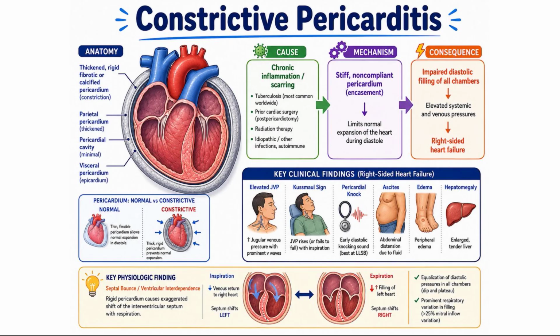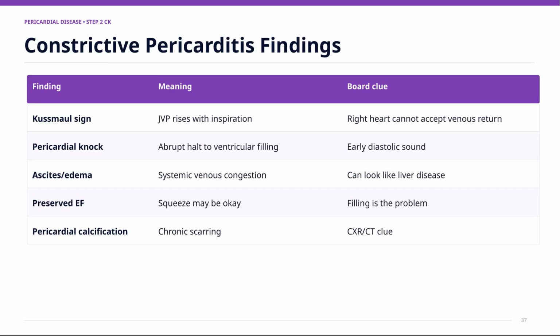Let's decode each finding. Kussmaul sign. JVP rises with inspiration because the right heart simply can't accept more venous return. Pericardial knock, an abrupt halt to ventricular filling, heard as an early diastolic sound. Ascites and edema, systemic venous congestion that, fair warning, can look exactly like liver disease. Preserved ejection fraction. The squeeze is fine. It's the filling that's the problem. And pericardial calcification, a chronic scarring clue you'll spot on chest X-ray or CT.